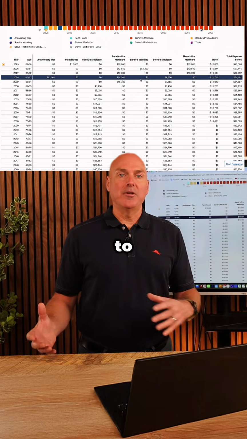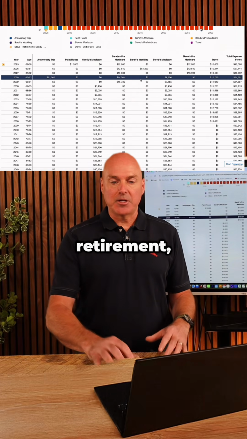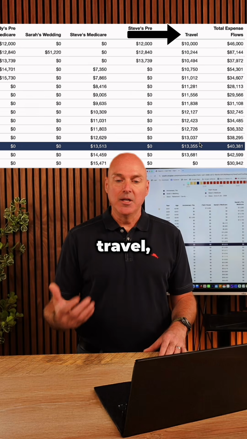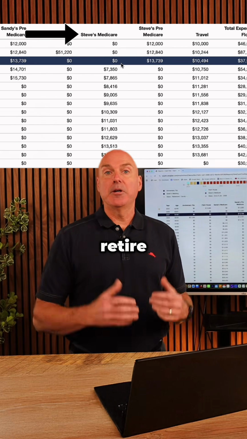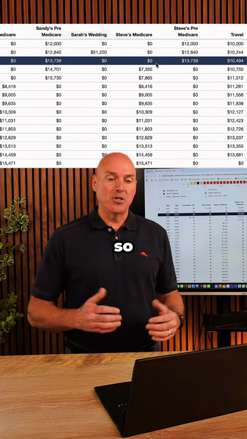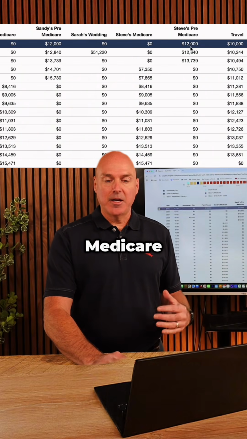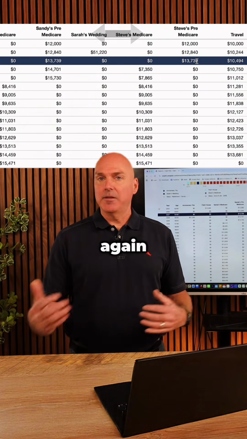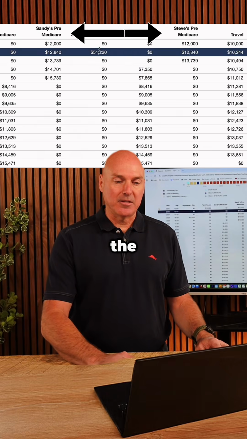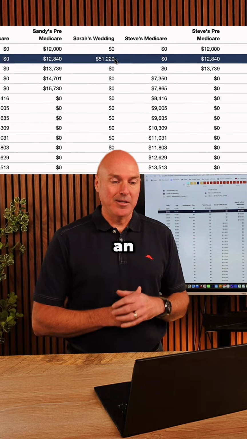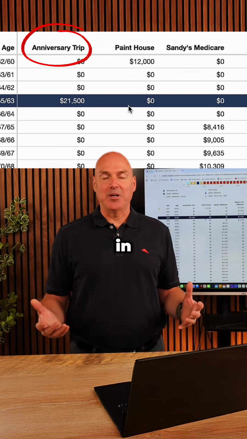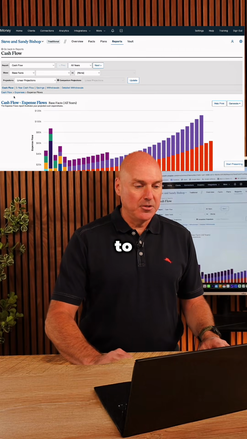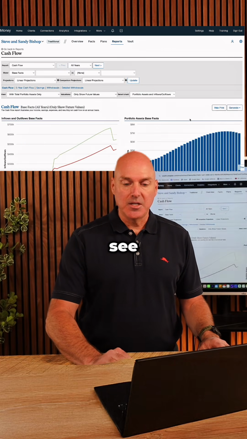A lot of people want to do some extra spending in the early part of retirement, so we've got some extra travel, $10,000 a year for the first 15 years of their retirement. They're going to retire before Medicare kicks in, so we've got some higher pre-Medicare healthcare expenses. And again, there's that difference in age, so that's not coming in at the same time. We put in an expense for a daughter's wedding, painting of their house, and an anniversary trip in a couple of years.